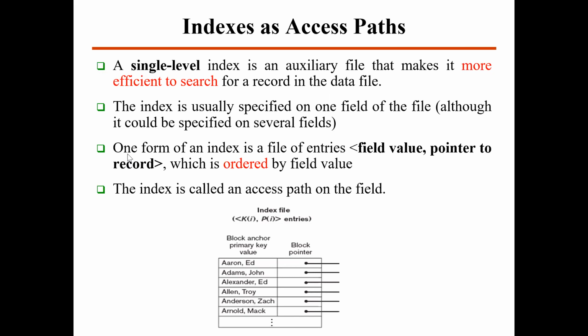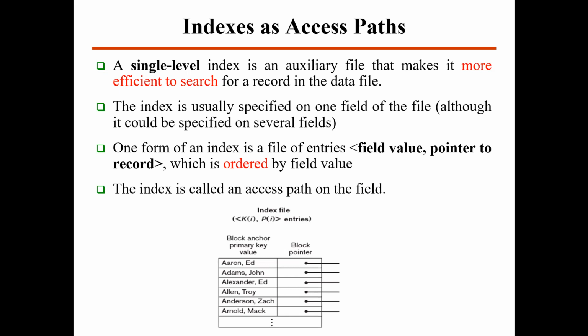How is the index file created? One form of the index file is to create entries inside the index file using the field value and the pointer to the record. For example, we can use a field value such as the name, SSN or academic ID, and the pointer to link this with the actual block of the data file.